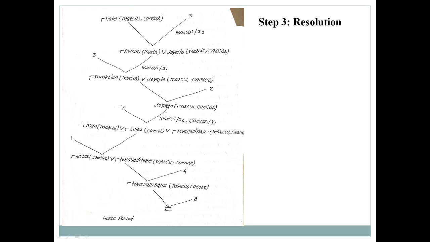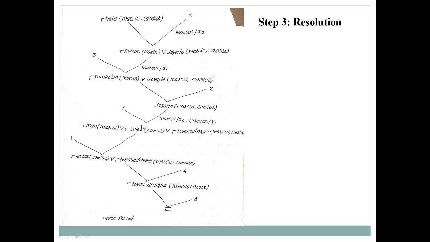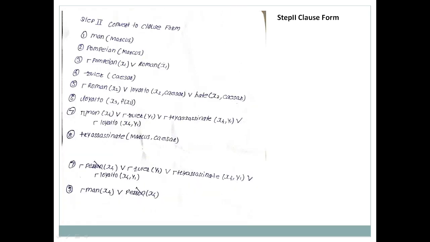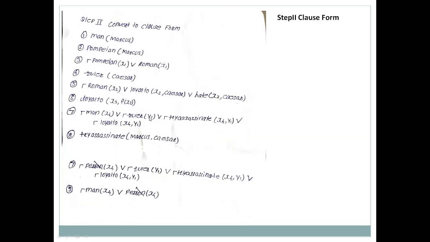Now we have to check whether negative loyal to is present in the clause form or not. Now see here in the clause form, loyal to, where is it present? Yes, it is present in statement number 7. So this loyal to will get cancelled over here, but we got this new term. Now in the 7th you got that loyal to cancelled, but in this case we have to replace x4 with Marcus and y1 with Caesar. We have to replace it.